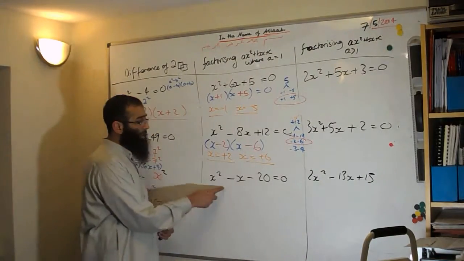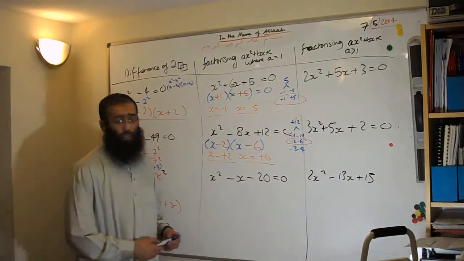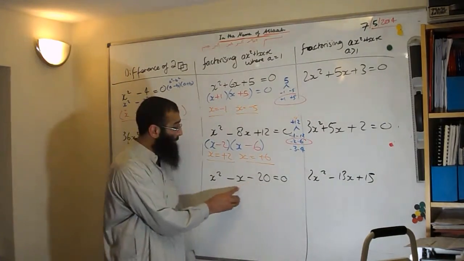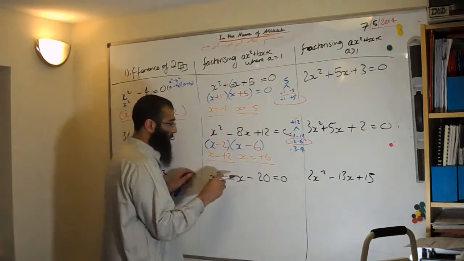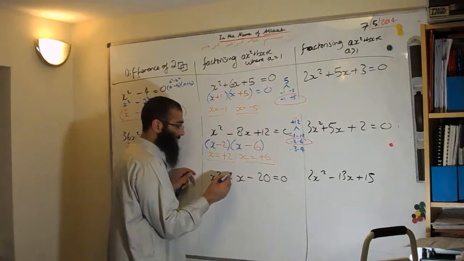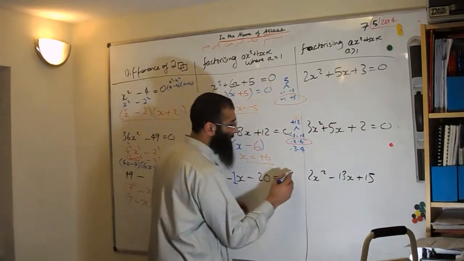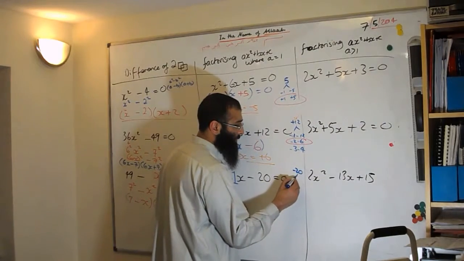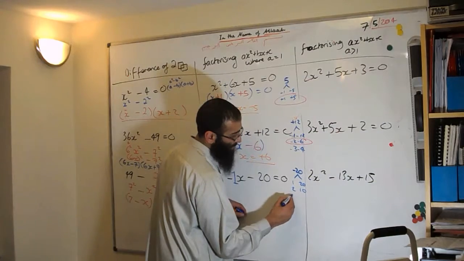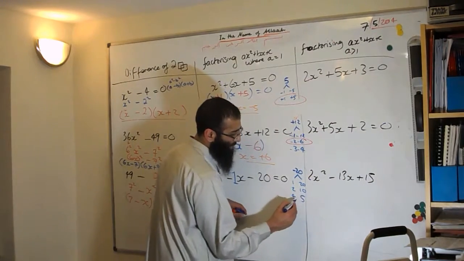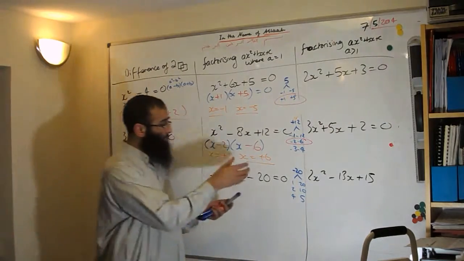Okay, x squared minus x minus 20 equals 0. So we are looking for two numbers that multiply to give you minus 20 and add up to give you minus 1, because the coefficient of x is 1. So let's look at the factors of minus 20. How do we make 20? 1 and 20, 2 and 10, 4 and 5. Any more? No.